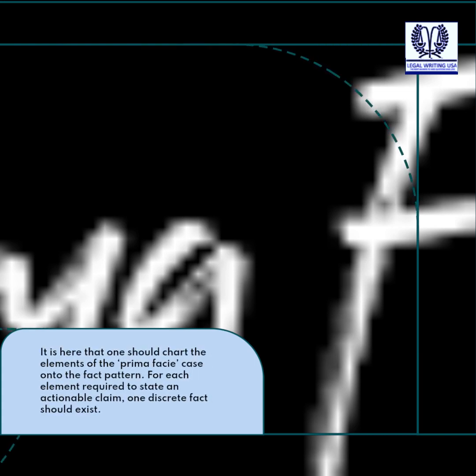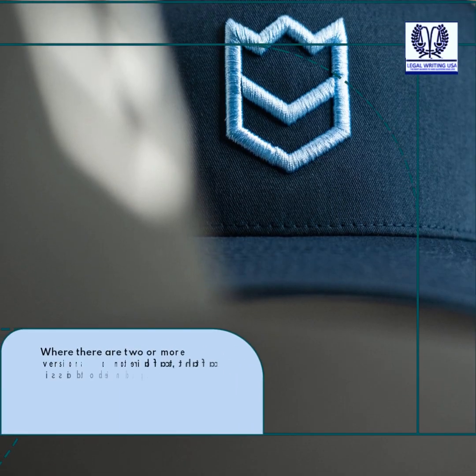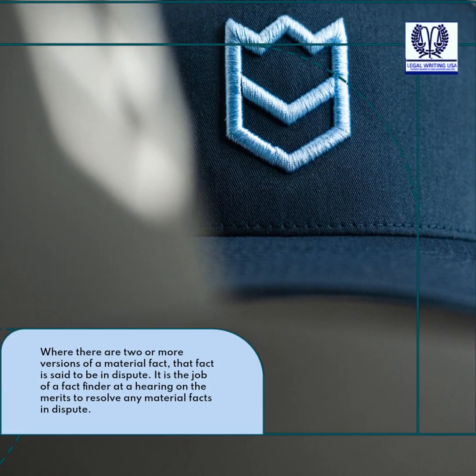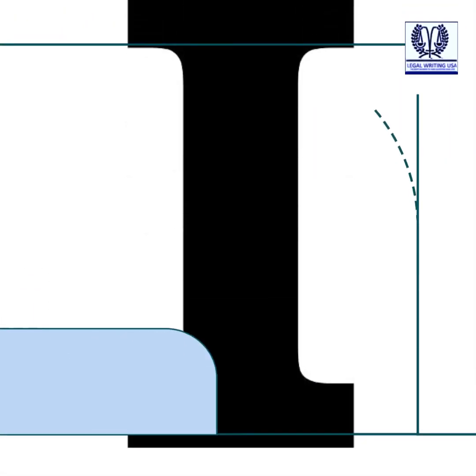It is here that one should chart the elements of the prima facie case onto the fact pattern. For each element required to state an actionable claim, one discrete fact should exist. Where there are two or more versions of a material fact, that fact is said to be in dispute. It is the job of a fact finder at a hearing on the merits to resolve any material facts in dispute. Filter out irrelevant issues.